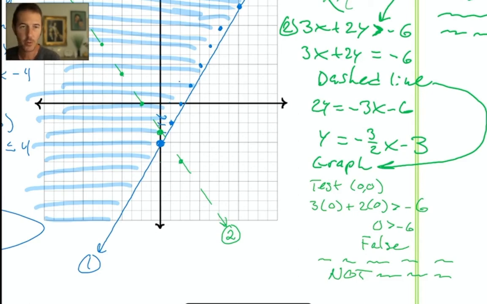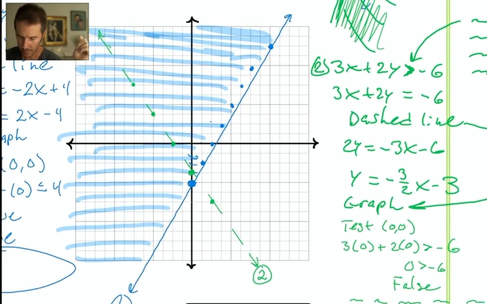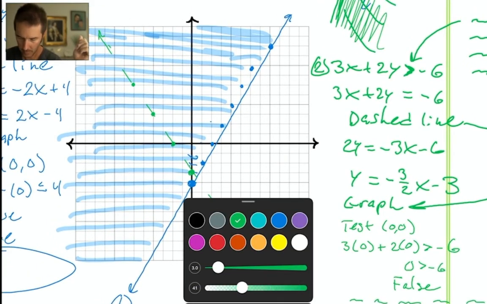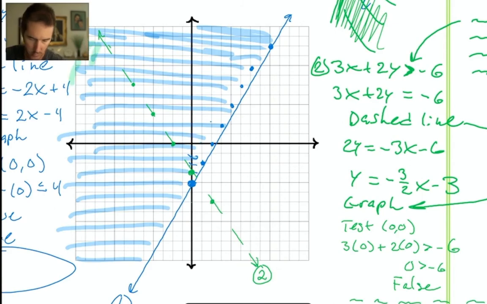Since 0, 0 tested false, we're not going to shade the side of the green dashed line that includes 0, 0. So we want to shade the other side of the line. So we're shading below or to the left. So let me change my pen here. Drop the opacity, up the diameter. There we go.